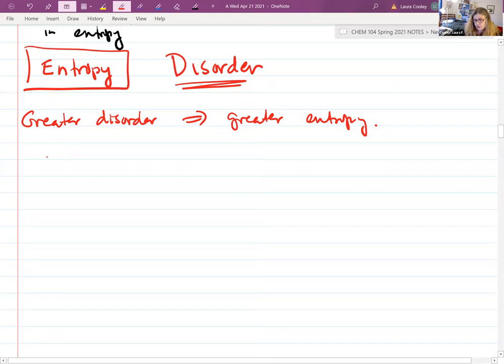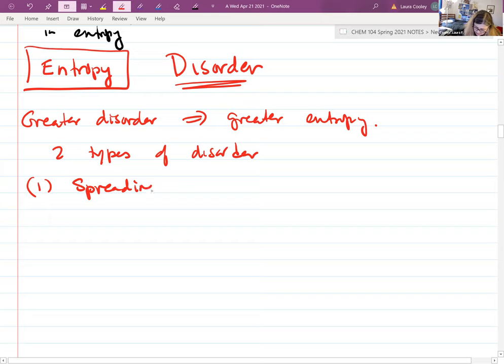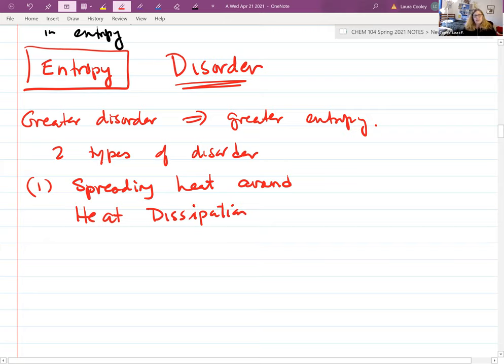When I talk about disorder and entropy, I sort of talk about two types of disorder or entropy. One of them is heat dissipation. It's spreading heat around. So I call this heat dissipation. If you have a campfire and you build this nice fire up, what happens is that heat keeps going away, keeps spreading around. You have to keep adding more wood to the fire, right? It doesn't just stay there. So basically heat tends to dissipate. That's one type of entropy or disorder.